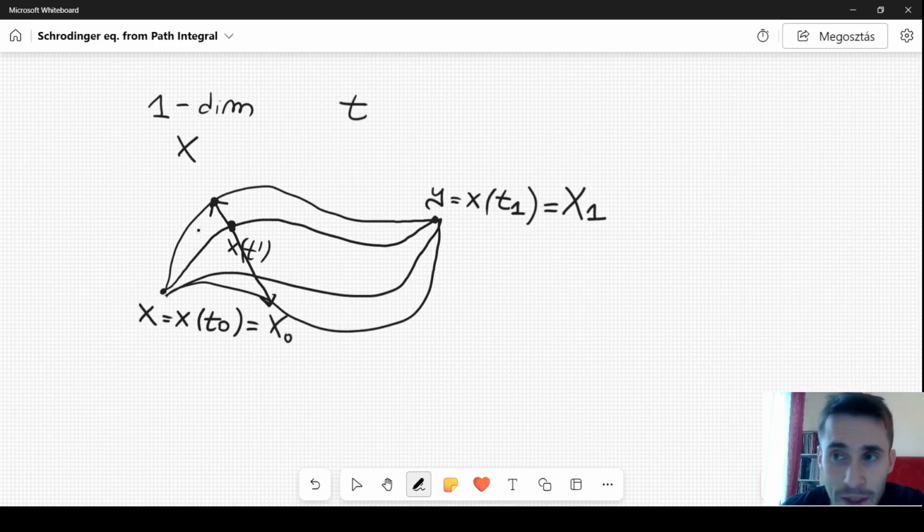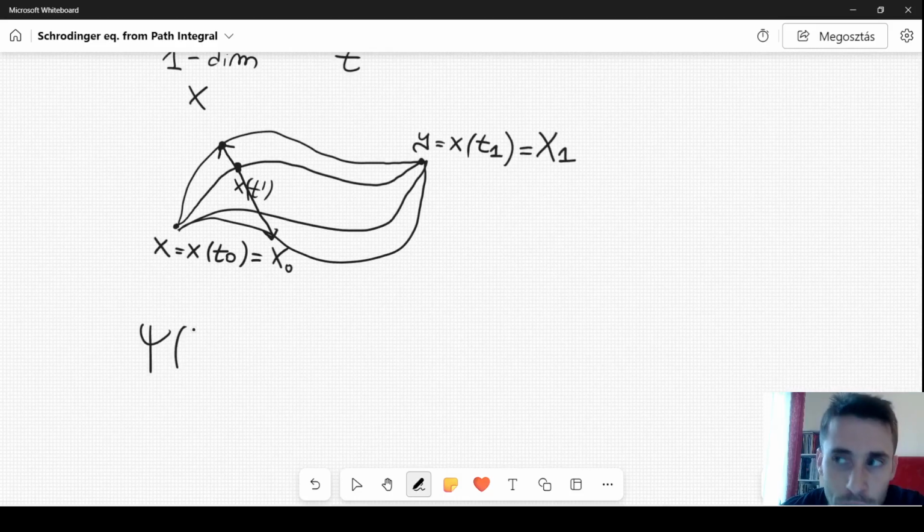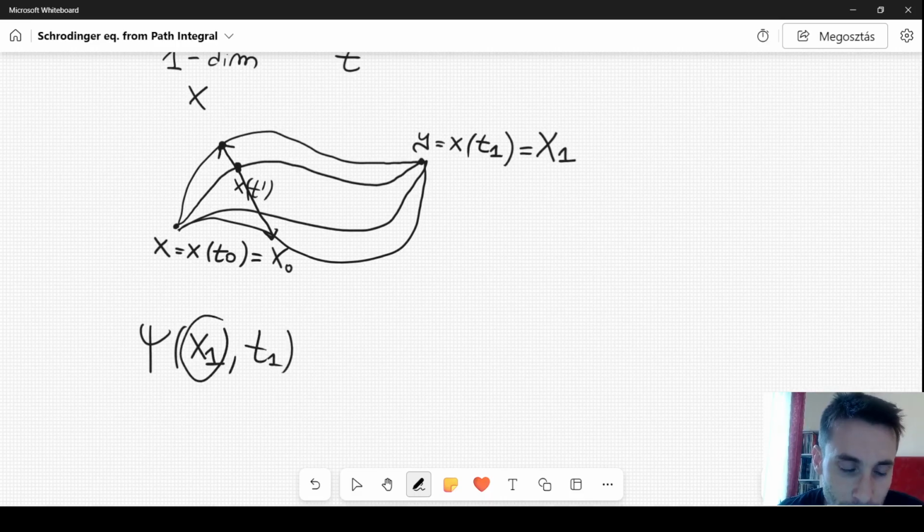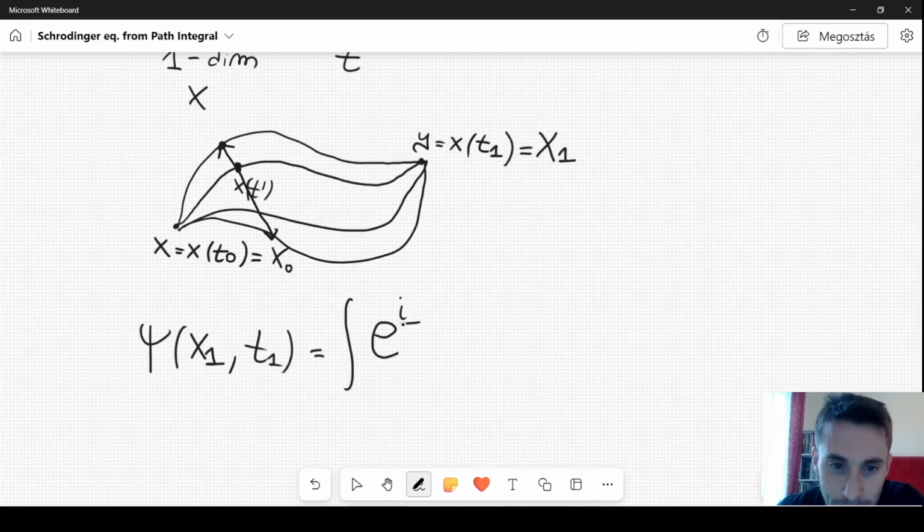So in mathematical terms, we might write the following. The amplitude at the end point is psi, and we evaluate the amplitude at the end point, x1, t1, so at the coordinate related to space and the coordinate related to time. And this amplitude at the end point can be obtained by means of a path integral. In particular, we have to integrate, we have an infinite number of integrals actually, and these integrals are weighted by an exponential e to the i times the action divided by h bar, and the action is an integral itself of the Lagrangian, and we integrate from the initial time to the final time, so from t0 to t1.